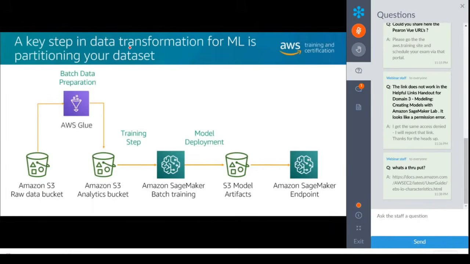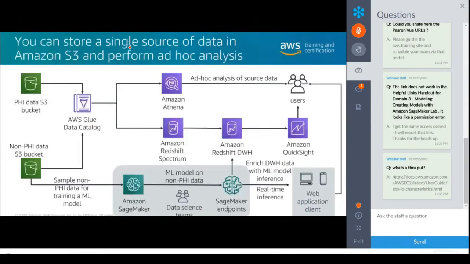So you might say, well, what if a question shows me both as answers, Glue and EMR? Which do I pick? Well, then you have to look for other keys in the question text itself. The scenario will say something like, you have an existing Hadoop workload, and you want to lift this into the cloud. What do you use? So that should be kind of a clue. You can store a single source of truth in S3, and then do ad hoc analysis using tools like Athena, or maybe load it into Redshift.